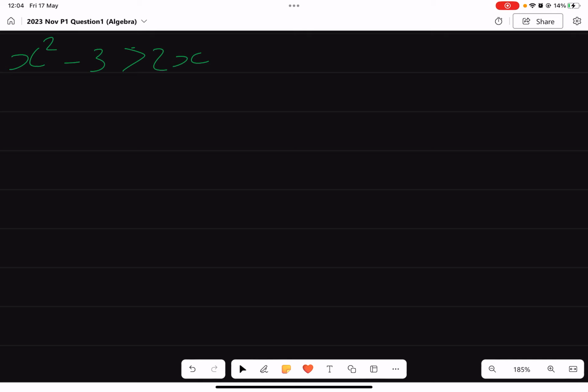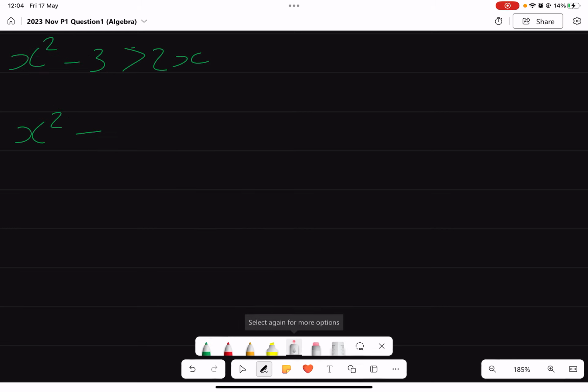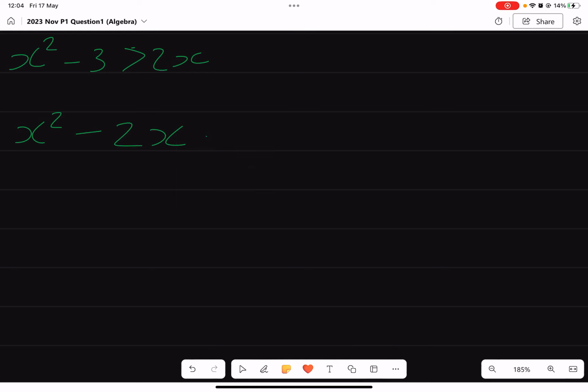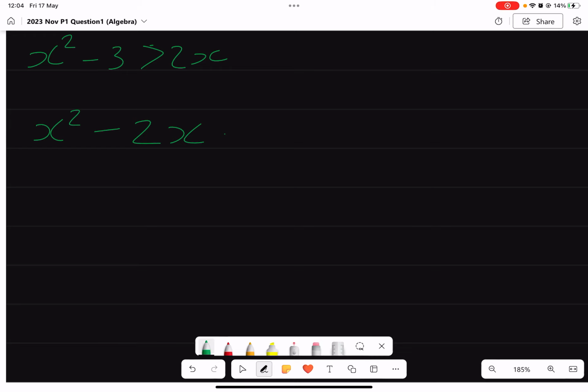So this one, ladies and gentlemen, we can see that we have x squared minus... sorry about that, I'm moving the 2x to the other side, so it becomes minus 2x, and then it's going to be minus 3, which was already there, which is now greater than 0.